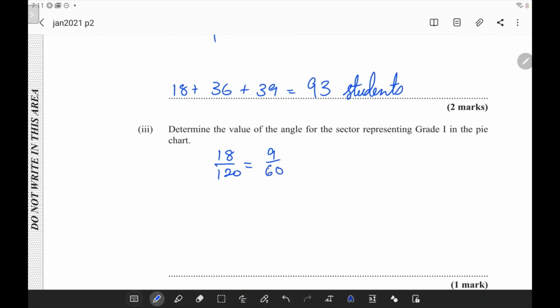And we want to get the angle. So this is 9/60 of the circle, and the circle has 360 degrees. So we have 60 into 60 is 1, 60 into 360 is 6. And 9 6s are 54. So this is 54 degrees representing the grade 1.